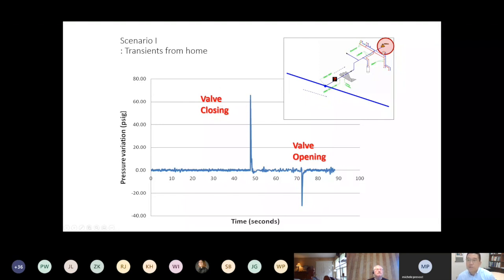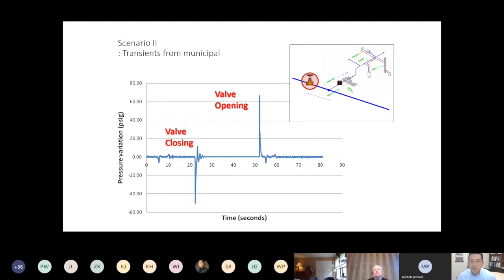So we can see that due to this sudden closure and opening, the service line is constantly taxed in terms of the physical integrity of the service line pipe or pipe materials. And also scenario 2, the transient triggered from the upstream of the premise plumbing.